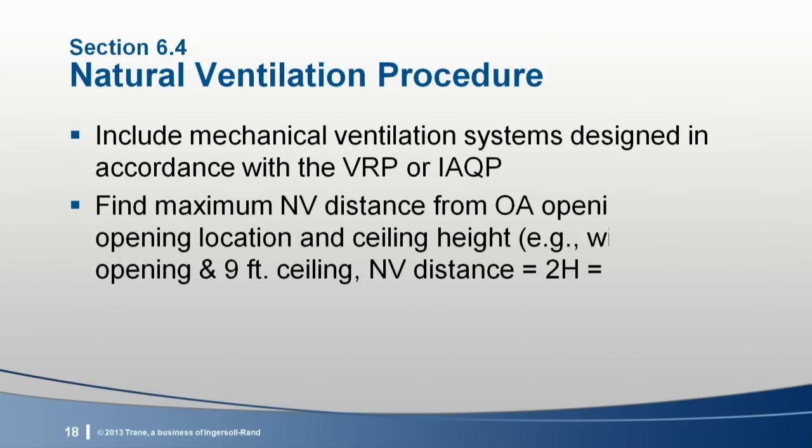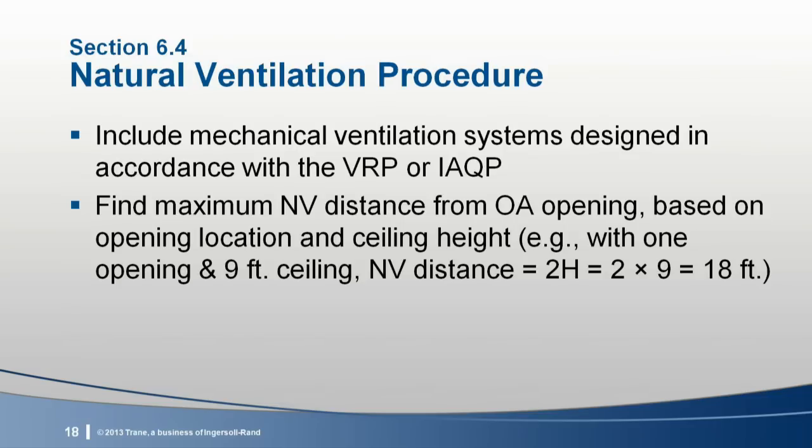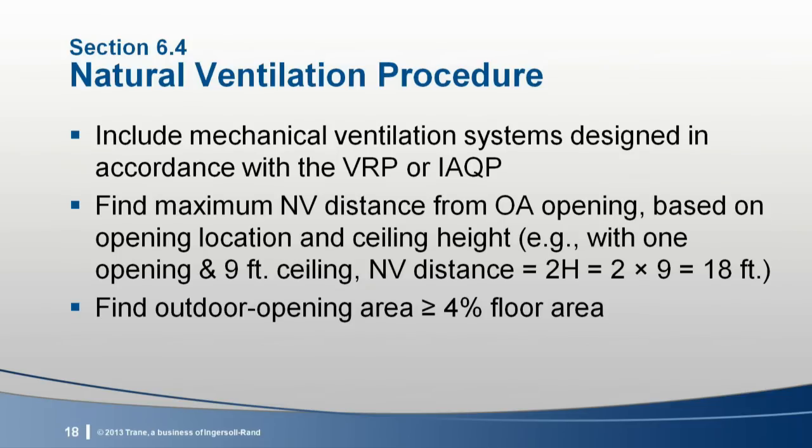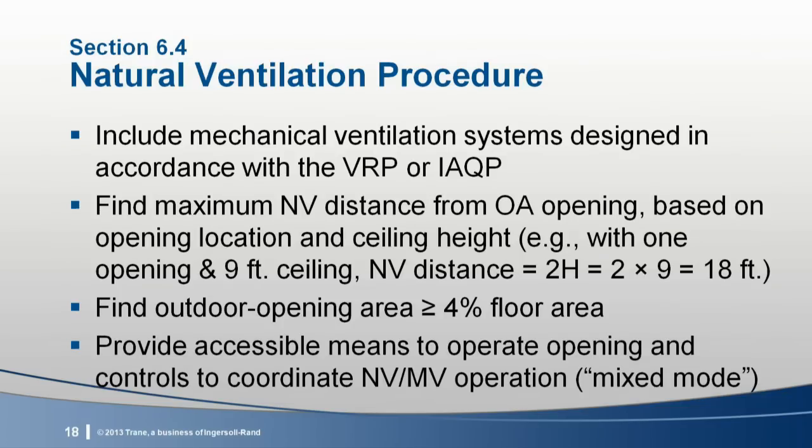To comply, first find how far outdoor air can be expected to penetrate into the occupied zone. This depends on the location of openings and the ceiling height. Next, find the area of the outdoor opening. It must be no less than 4% of the naturally ventilated floor area. Finally, provide readily accessible means for occupants to adjust the outdoor openings and provide controls to coordinate the operation of natural and mechanical ventilation systems.